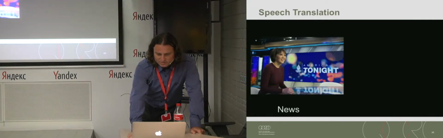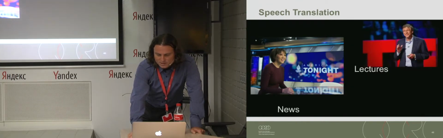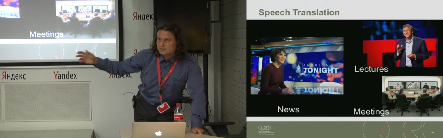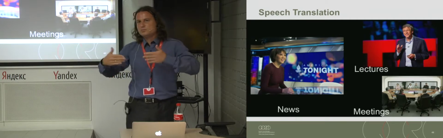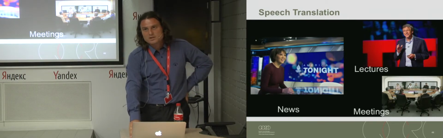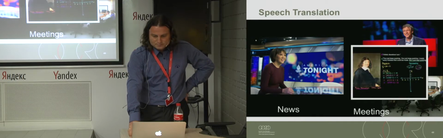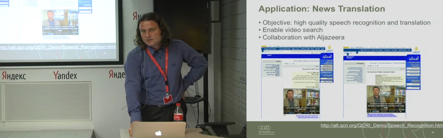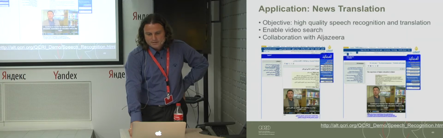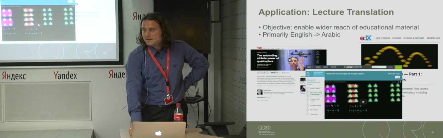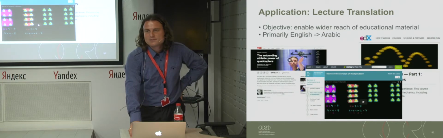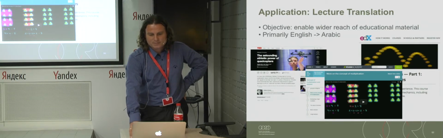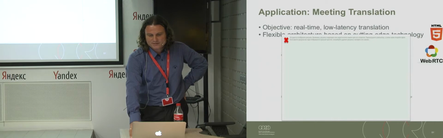In machine translation, we work on translating news and lectures, and our goal is to move into meeting translation, where people get together, everybody speaks in their own language, and you do real-time translation in both directions. This involves speech and real-time processing, so there are a lot of challenges. For news translation, we collaborate with Al Jazeera. For lecture translation, we participate in competitions: we won last year's IWSLT competition on machine translation of TED Talks between English and Arabic and Arabic and English. Meeting translation is still ongoing work.